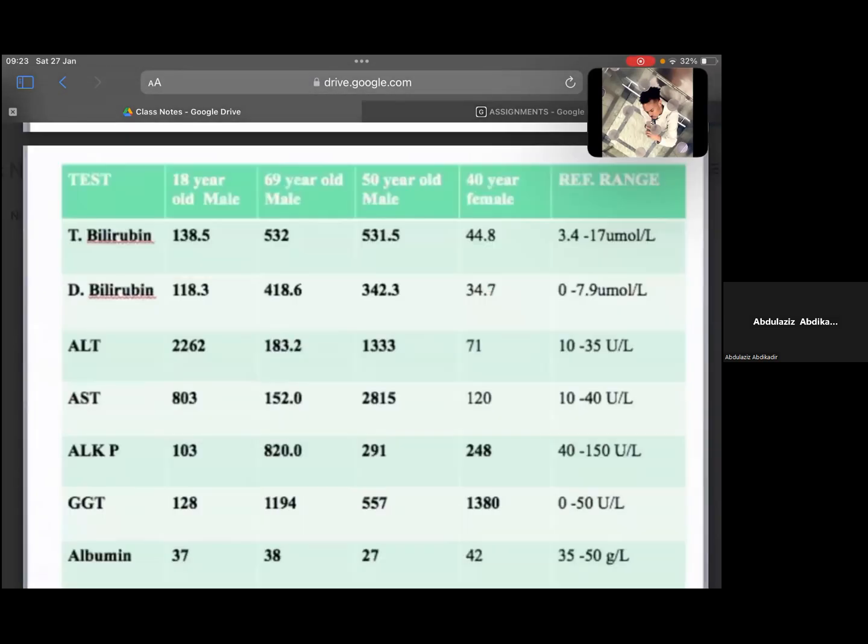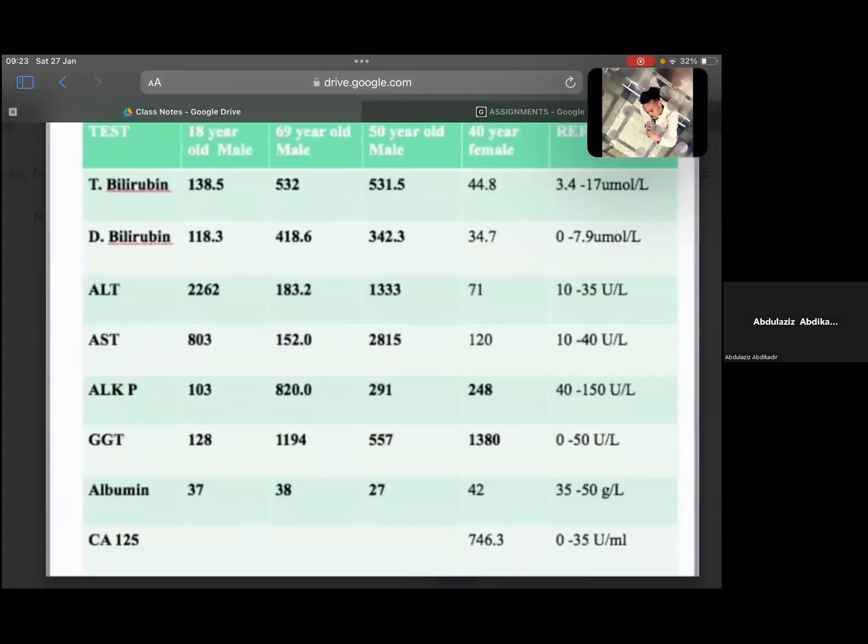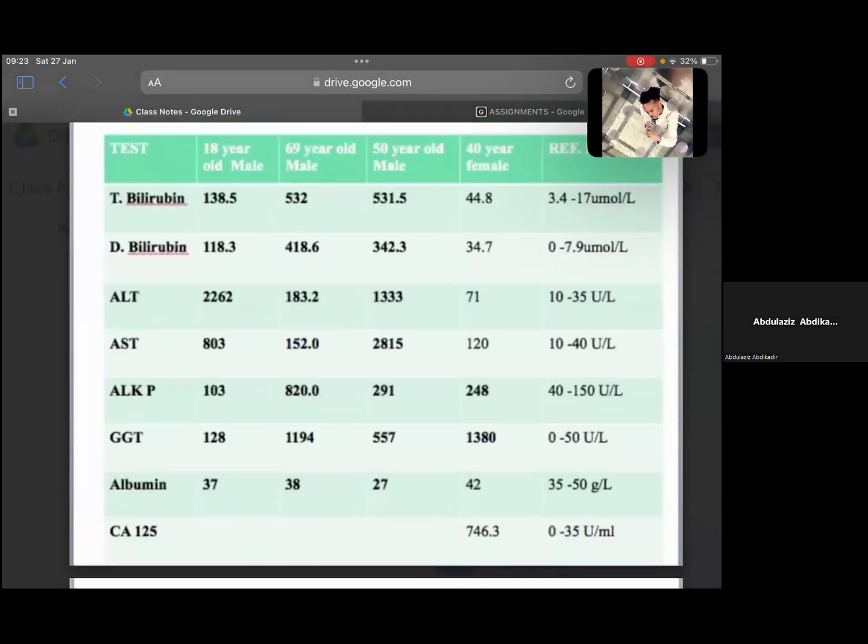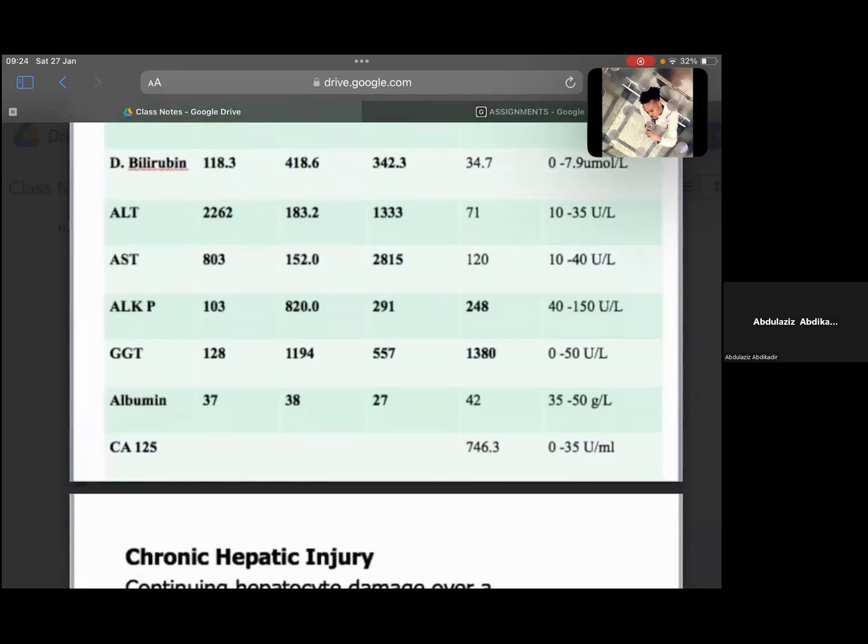This table, we will redo it. But I want you to check the 40-year-old female in the far right. This one you'll do on your own free time. The 40-year-old female at the far right, the one that has CA125. CA125 is a tumor marker. So if there's a malignancy, most of the time it causes obstruction. So what if there's an obstruction? What are you expected to see?